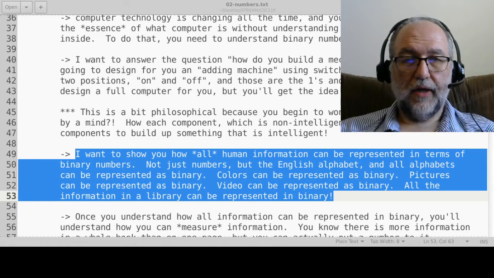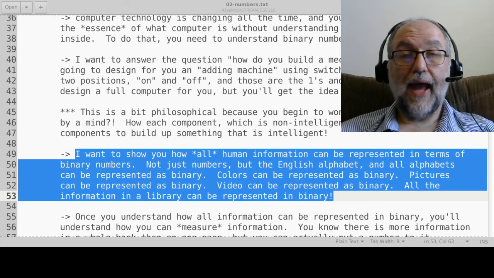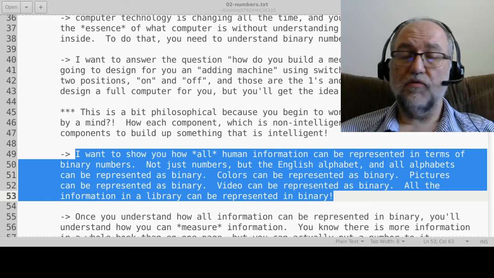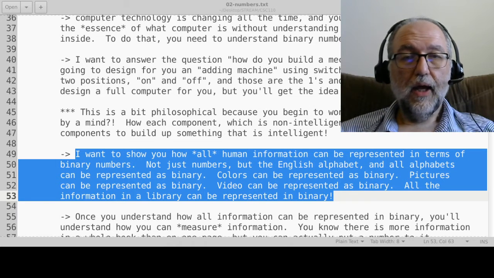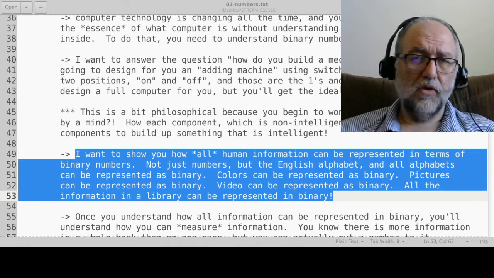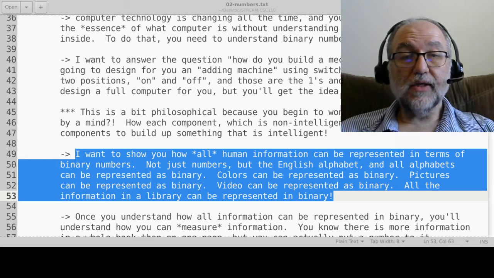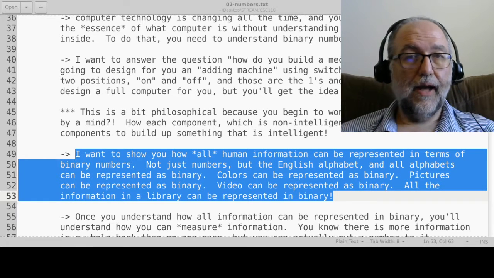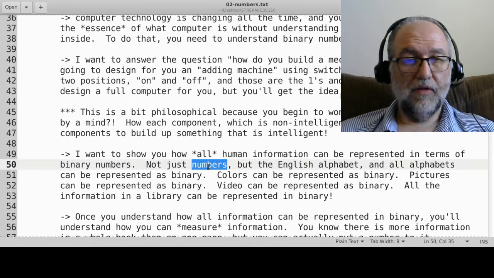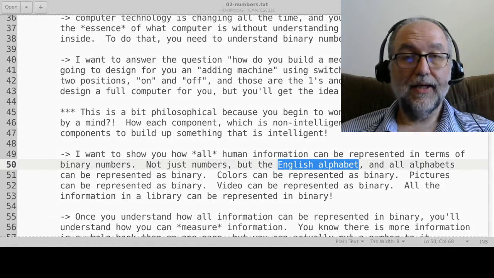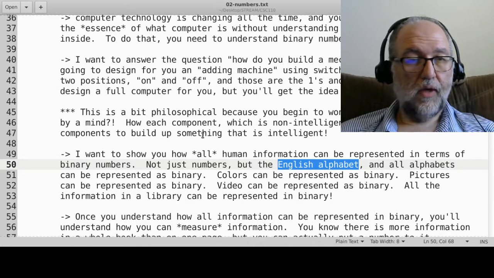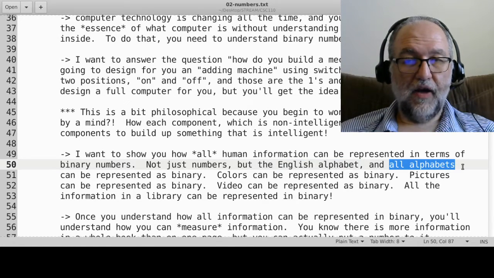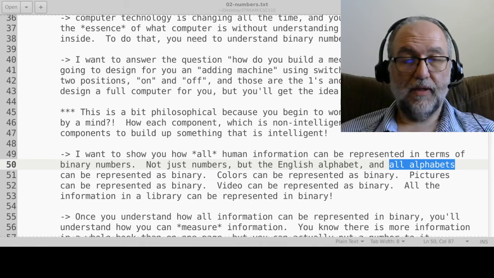But when you count things, you count 1, 2, 3, 4, 5. You can represent counting numbers in terms of just a string of ones and zeros, like a sequence of ones and zeros. And you go, okay, well, so what? Well, here's the thing. Not only can you represent numbers as a sequence of ones and zeros, but you can then, and I'll show you this in a later lecture, also represent the English alphabet as a sequence of ones and zeros. And then not just the English alphabet, all alphabets.